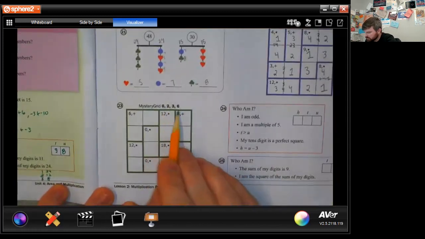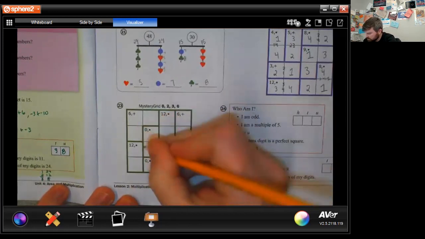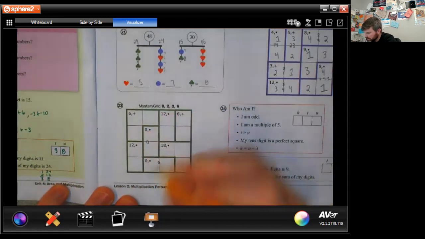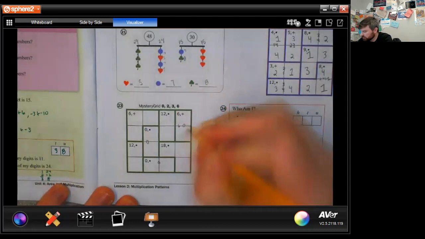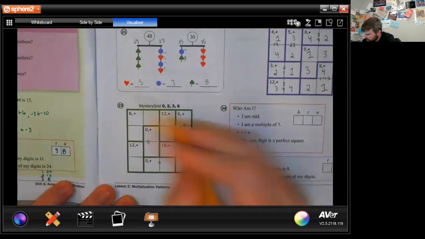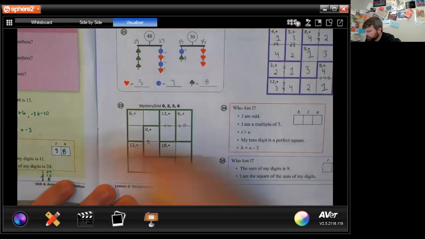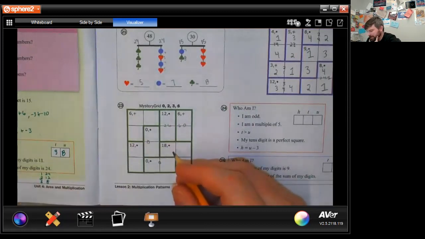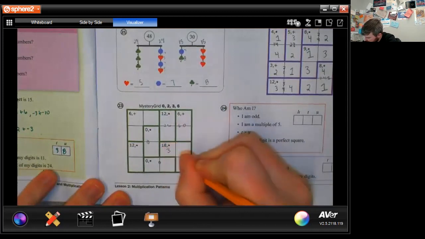0, 2, 3, 6. Okay, so a couple multiplying by zeros. So one of those numbers has to be a 0. Don't know about the others. Adding to get 6, that would be 6 and 0. Multiplying to get 12, that's 2 and 6. Multiplying to get 18: 2 times 3 times 3. So a 3 and a 3 and a 2.